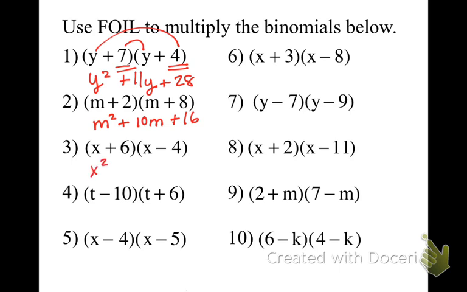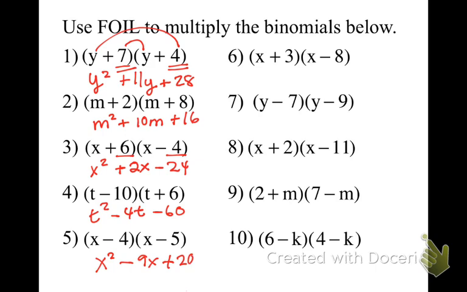It should be x squared, positive 6 and negative 4 make plus 2x. Positive 6 times negative 4 is negative 24. I get t squared, it's minus 4t and minus 60. Next one is x squared minus 9x plus 20. Negative 4 times negative 5 is 20. Negative 4 plus negative 5 make negative 9x.